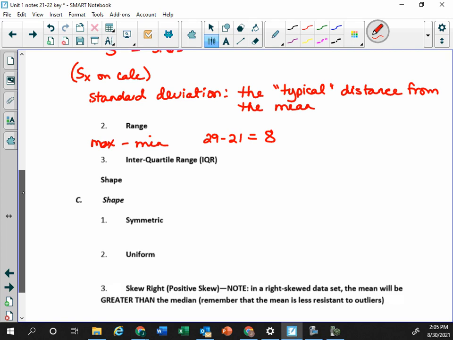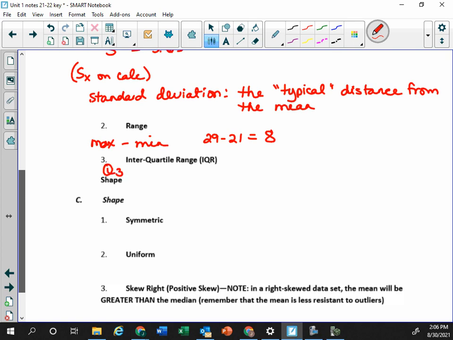And then the third thing you could talk about is your interquartile range. Anybody know what IQR is? Do you remember? Exactly, yep. So when we talked about the box and whisker plots, it's basically the edges of your box, the Q3 minus the Q1.